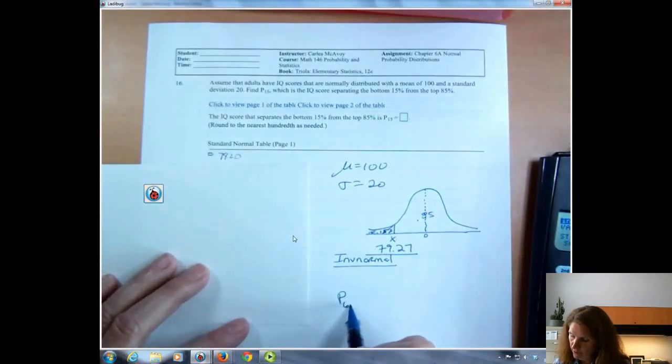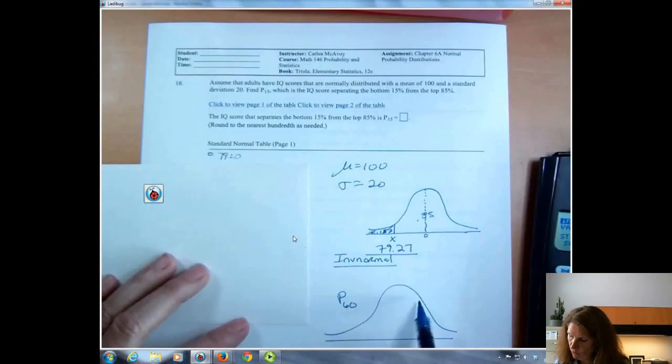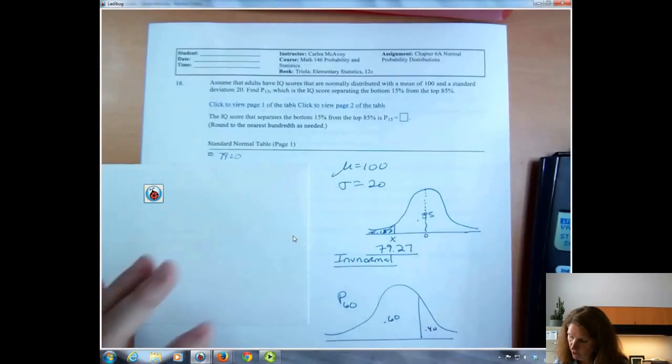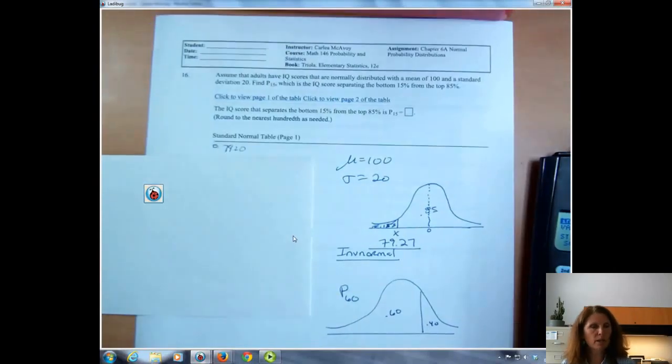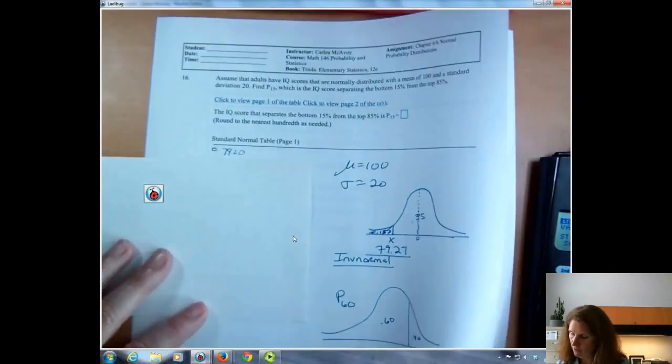Percentile is written like that. If I talked about the 60th percentile, then I'd be saying what score would separate the bottom 60 from the top 40. It's just a way of separating those things that way. So that's all that is.